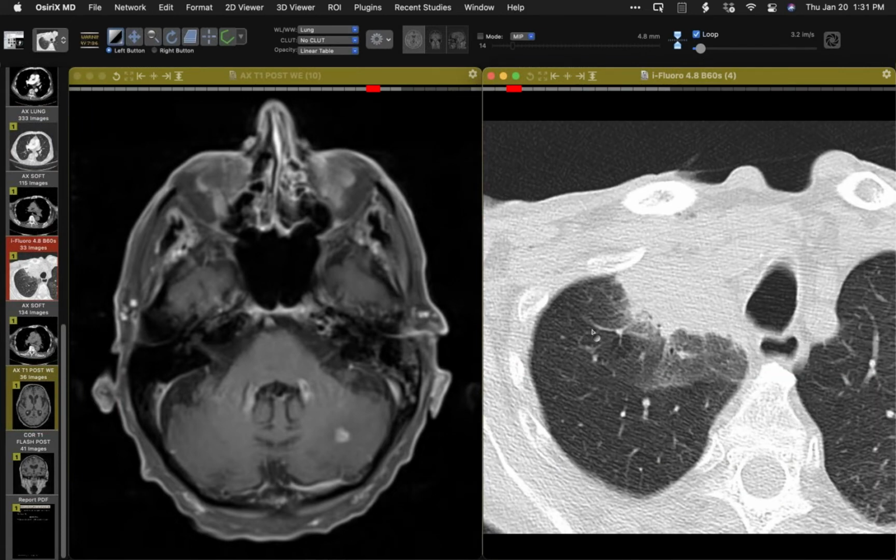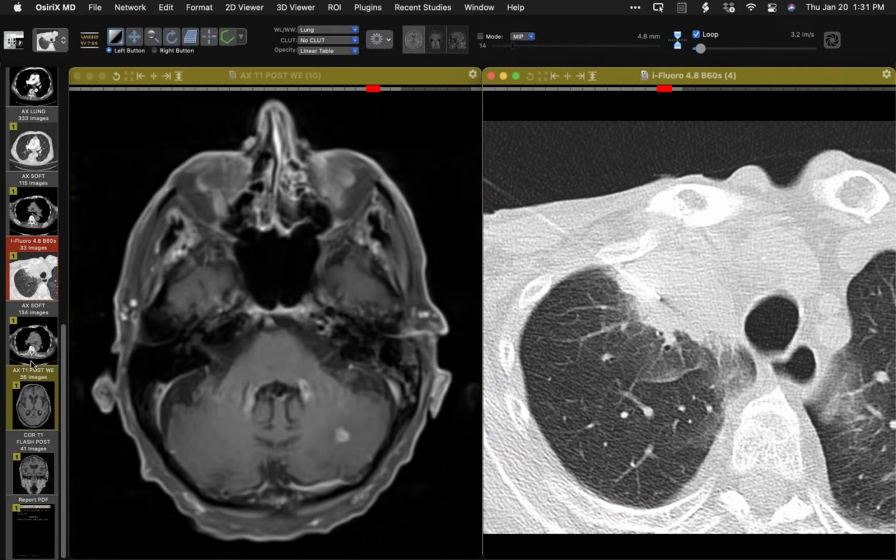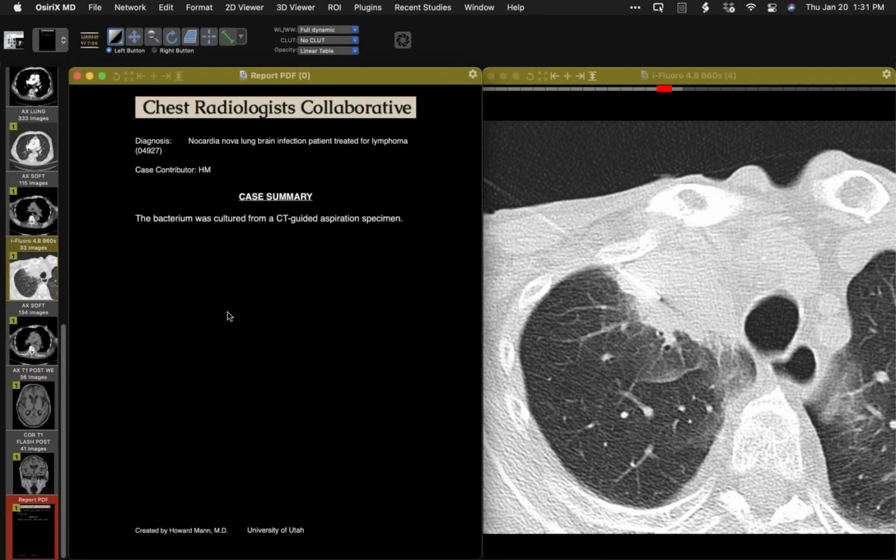A CT-guided biopsy of that was done here. And any guesses? Not that we can guess what it is, but around here, I'd say blasto. Yep, I know what David's going to say. Nocardia, yep. Nocardia nova. Nocardia like a fungus. Yeah, that's been my experience, Howard. Nocardia always seems to look like a fungus.